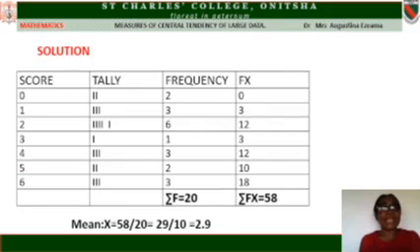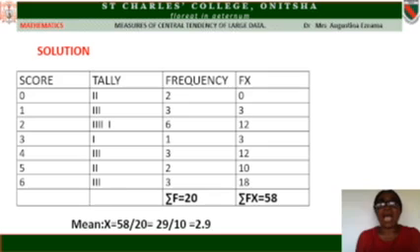Solution: under score, the first number is 0 and the last number is 6. So from 0 to 6, the tally is 0, 2, 1, 3, 2, 6, 3, 1, 4, 3, 5, 2, 6, 3. And under the frequency, these tallies are represented as 2, 3, 6, 1, 3, 2, 3.